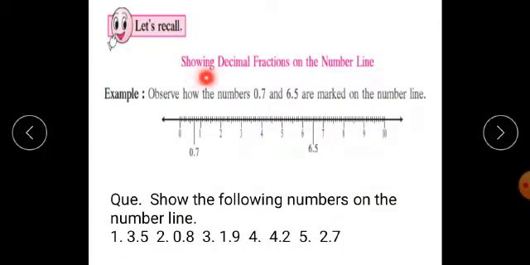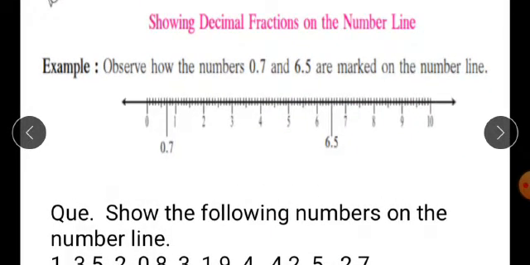New topic, showing decimal fractions on the number line. Observe how the numbers 0.7 and 6.5 are marked on the number line. Students, first of all, you know that what are decimal fractions? The fraction where the denominator is either 10 or 100 or 1000 or any other 10 times multiple of 10, then we say that that is a decimal fraction.